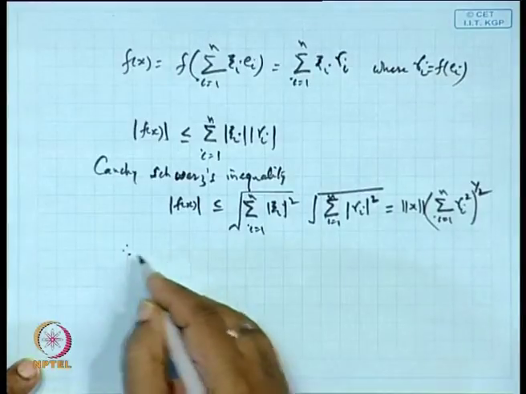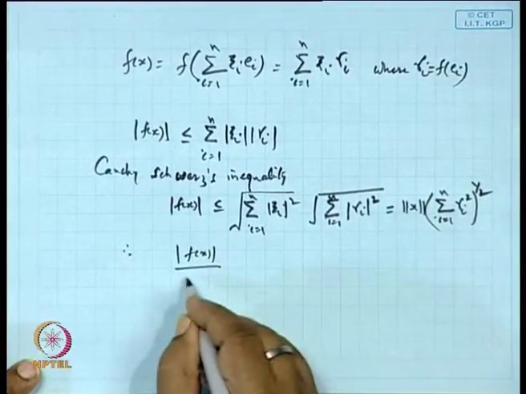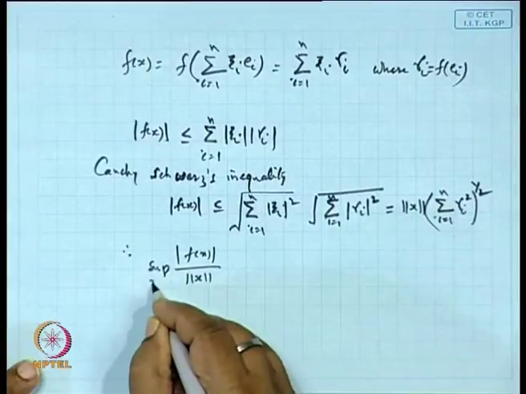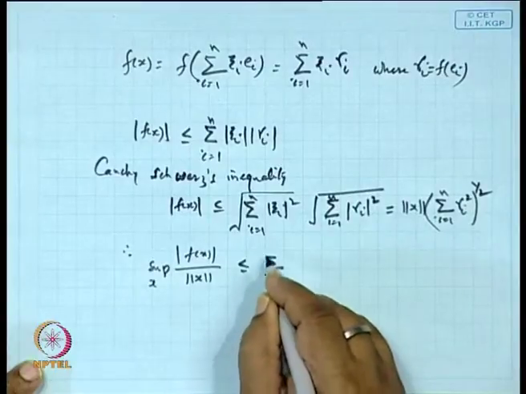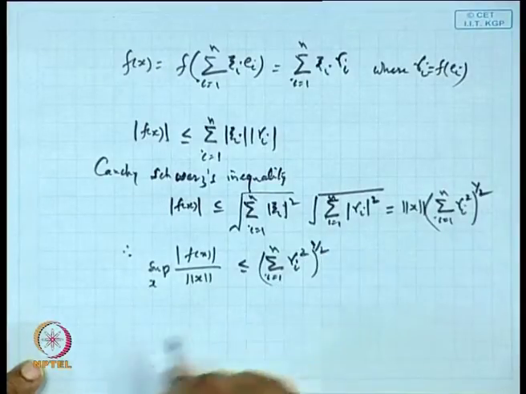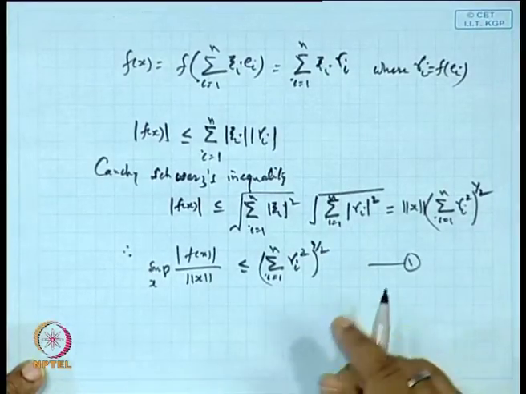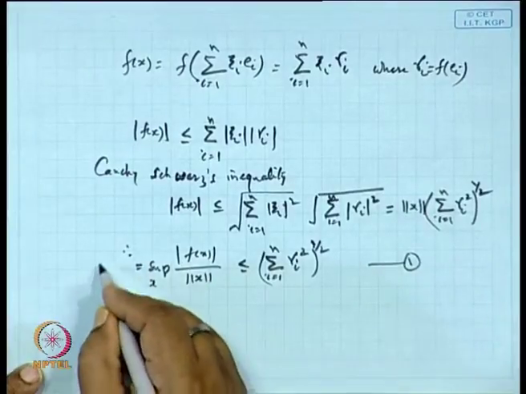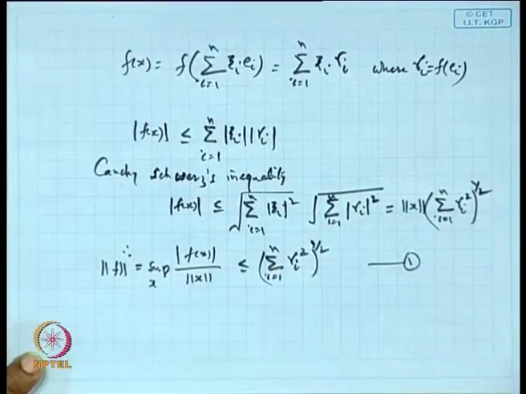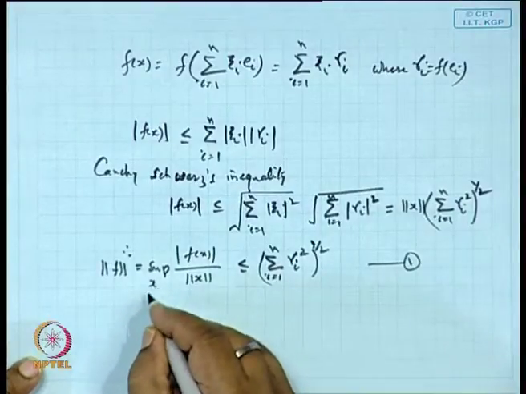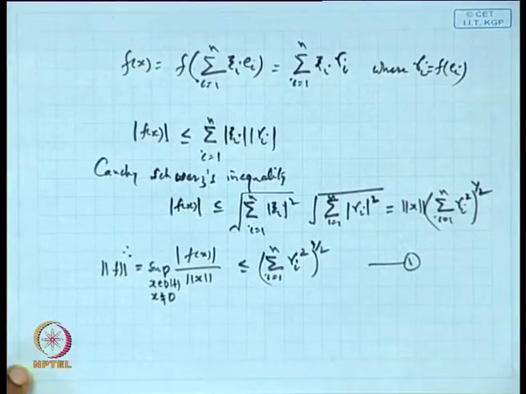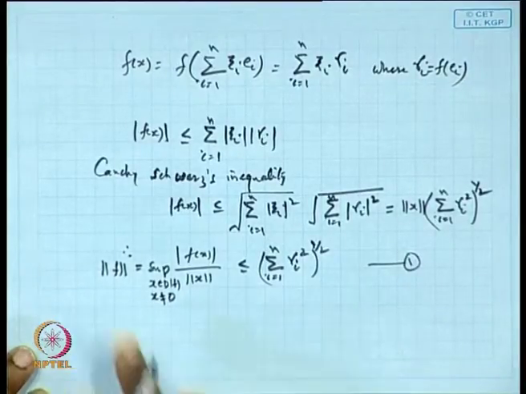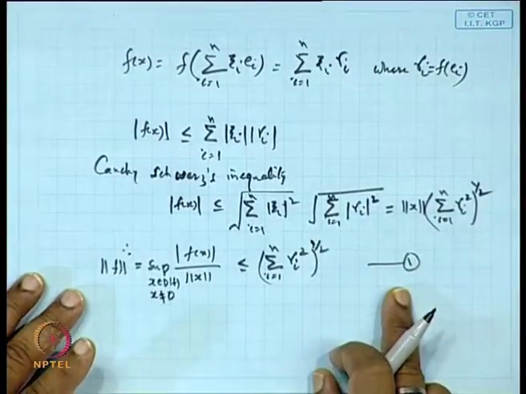So, take the supremum. Therefore, mod of f of x over norm x, supremum over all such x, will be less than or equal to sigma i is 1 to n gamma_i square power half. But this supremum, is it not the same as norm of f? By definition, x belongs to the domain of f, x is not equal to 0. So, it is the norm of f. So, norm of f is less than or equal to this. Clear?